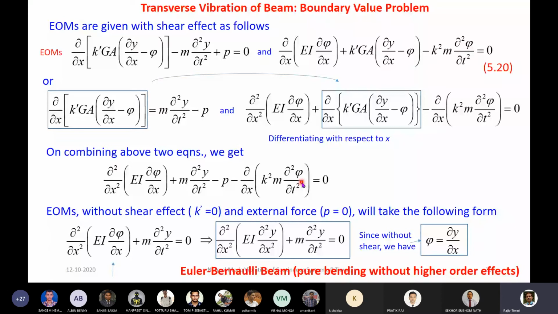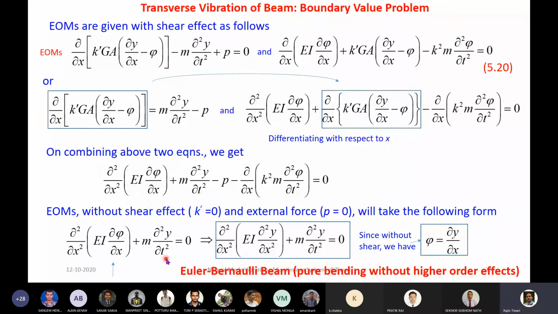So this k which we introduced, the parameter, was the shear deformation parameter. If you remember, when we introduced the shear force, then we introduced this k term. So this is related with the shear effect. So if we ignore this k, this term will be dropped. And for free vibration, we are dropping the p term also. So when we drop these two terms, we got this equation.